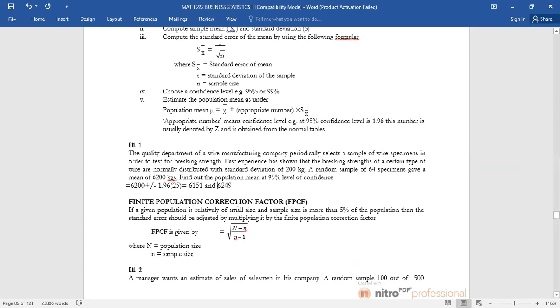It is all over the square root of the entire population N minus the sample size n, over N minus 1, where capital N, of course, is our population size and small n is the sample size.